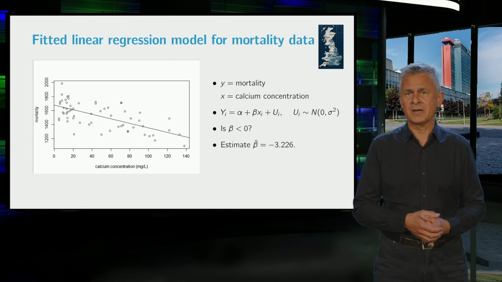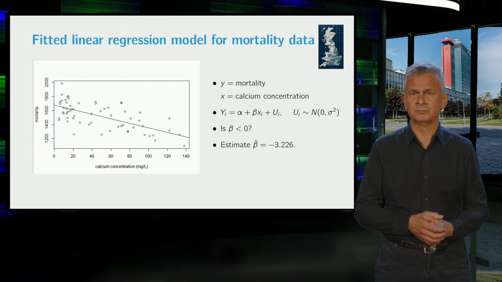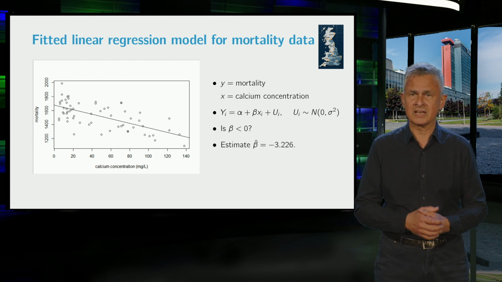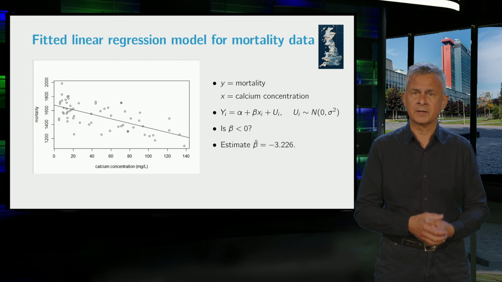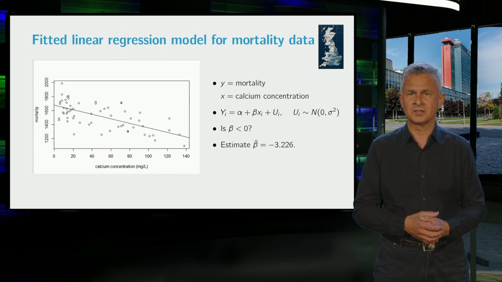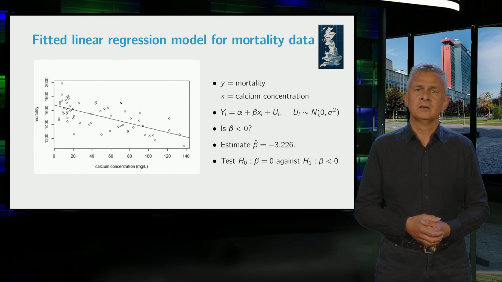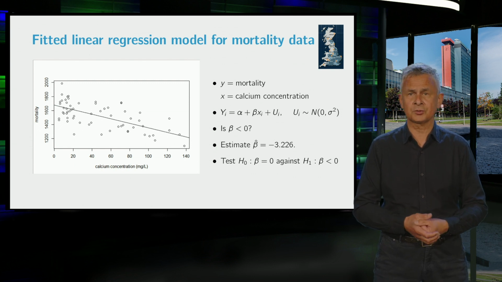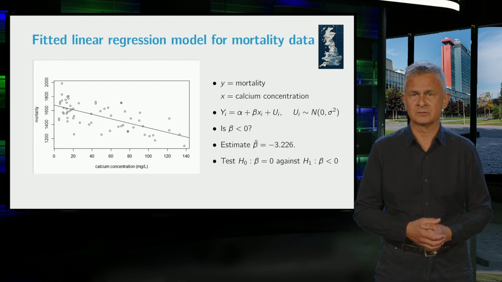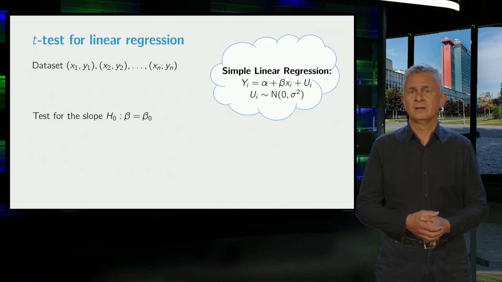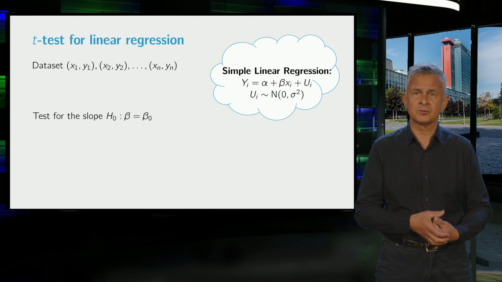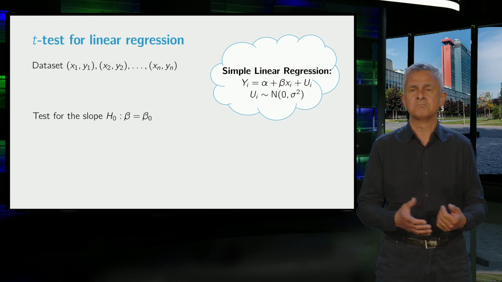Well, the estimate for beta is minus 3.2. This is clearly less than 0, but the question is whether it is extreme enough to conclude that beta is less than 0. The way to answer such a question is to test the null hypothesis beta equals 0 against the alternative beta is less than 0. Now this is a special case of testing a null hypothesis beta is equal to some pre-specified value, say beta 0.